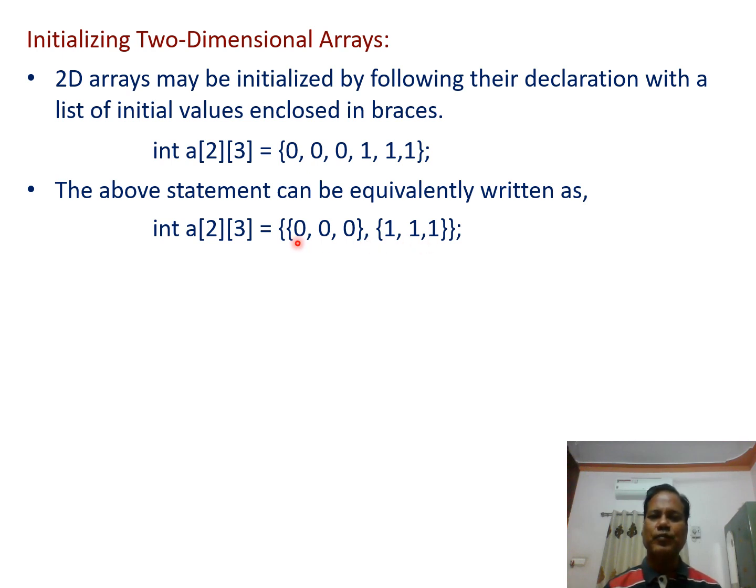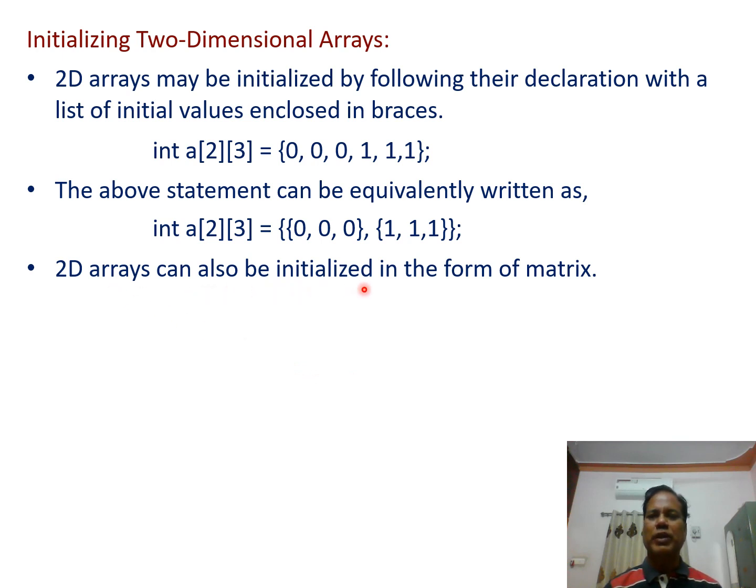So this represents the first row elements and this represents the second row elements, and these two rows are separated again by a comma, with each element in each row separated by commas.